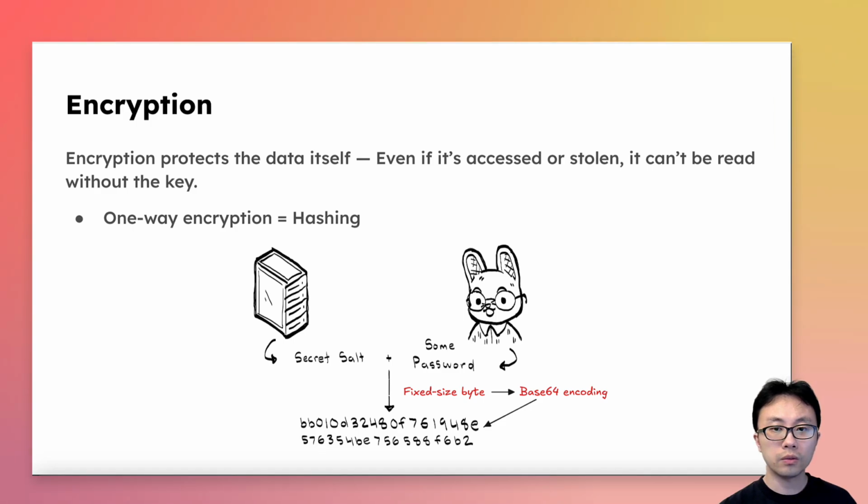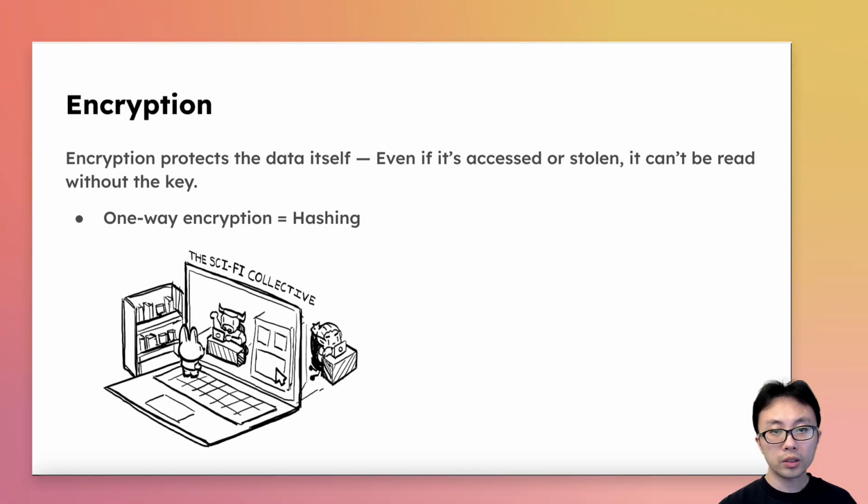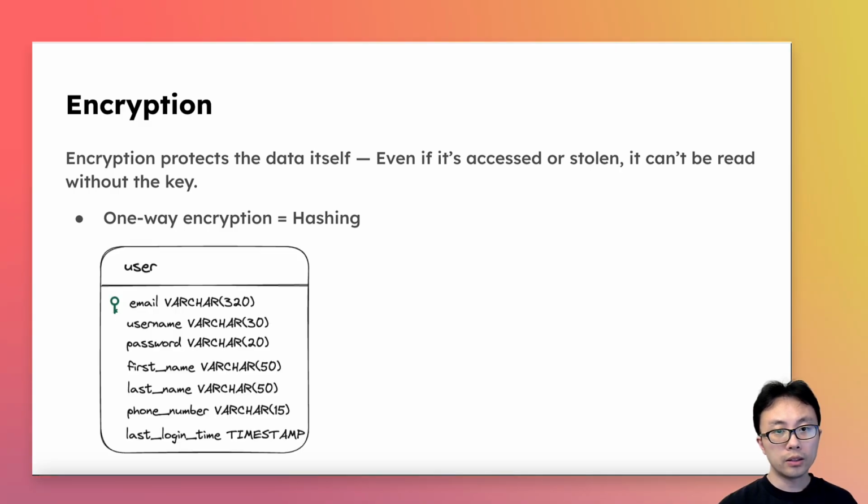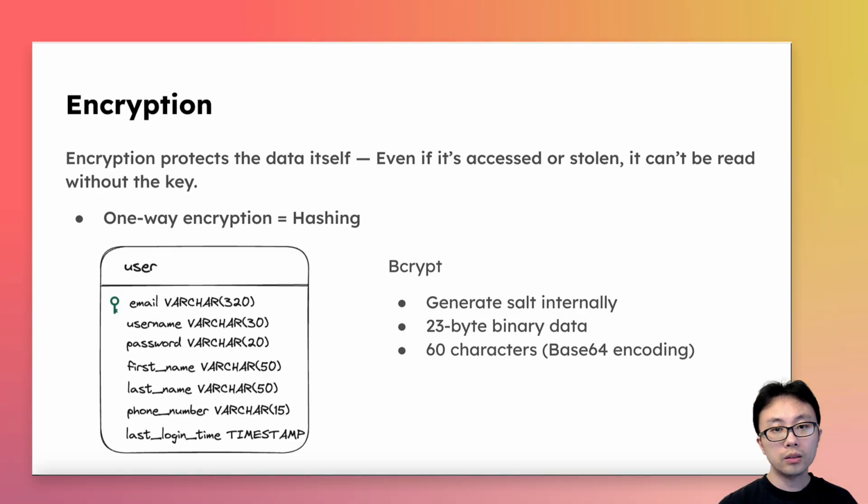Let's see an example where one-way encryption is applied and explore its implications for database design. Think about the database of the same online store, the Sci-Fi Collective again. In your first iteration of database design, you developed a table named user to store all the information of the customers. There's a column named password that currently stores passwords without any encryption. Now, with the newly acquired knowledge on encryption, you decide to use bcrypt as a one-way encryption algorithm to encrypt the passwords.